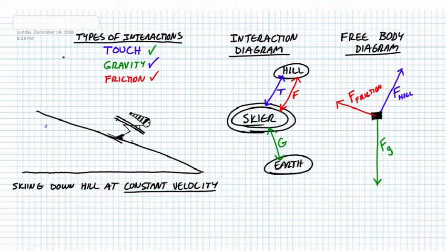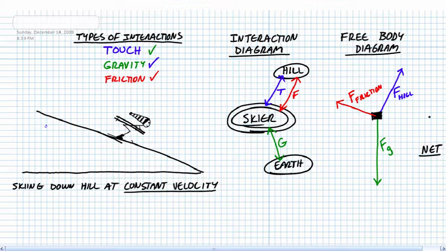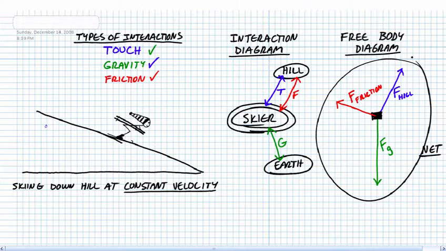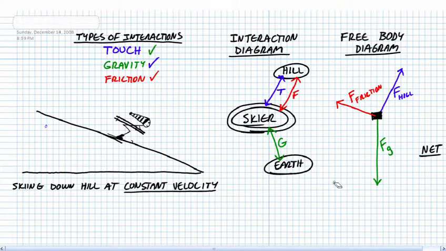Last thing we're going to do is put our net force. We'll put that off to the side, and we know it's traveling at a constant velocity, so all these forces have to cancel out, even though it's with zero net force. And that concludes the tutorial.